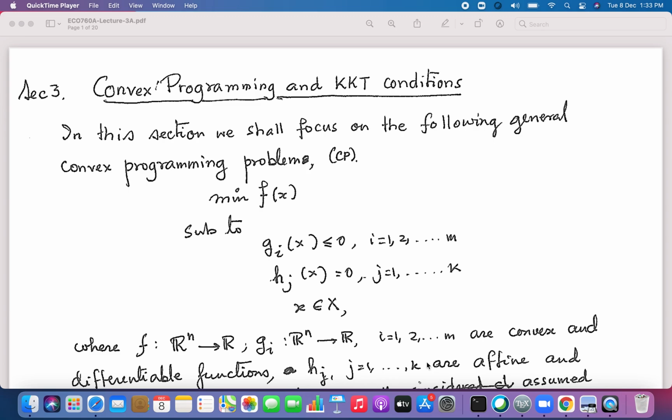We are on the last part of the course. Of course, I wanted to do something more, but the timing is very limited. It's not possible to cover a vast subject like this in just 3 months. So, in this section, we are going to focus on the convex programming problem.